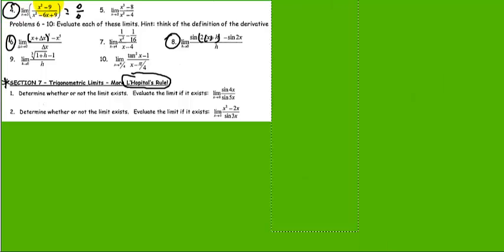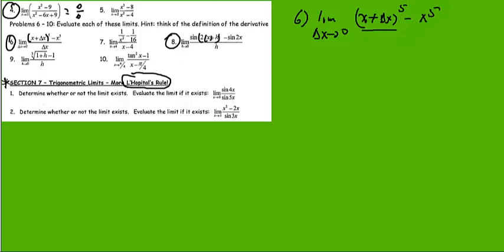Alright, so get back to this, number 6. Number 6 looks like it's a limit, and it shows up on the AP test. If it shows up on the AP test, you know it's going to show up on the midterm. The limit as delta x goes to 0 of (x plus delta x) to the 5th minus x to the 5th, all over delta x.